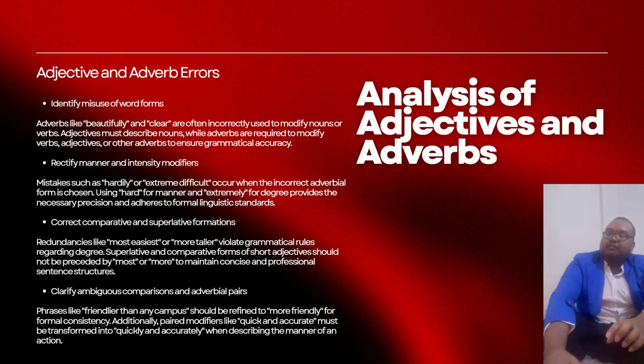Okay, now for the analysis of adjective and adverb. Adjective and adverb errors: identify misused word forms. Adverbs like beautifully and clear are often incorrectly used to modify nouns or verbs. Adjectives must describe nouns, while adverbs are required to modify verbs, adjectives, or other adverbs to ensure grammatical accuracy.